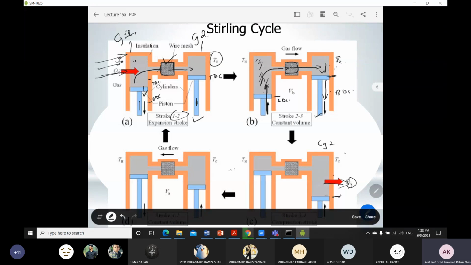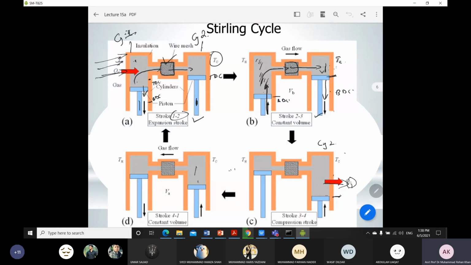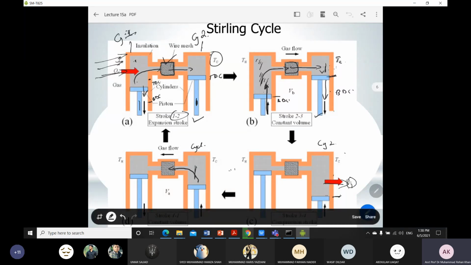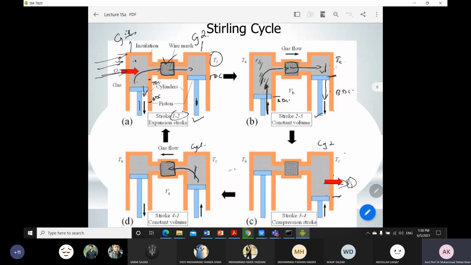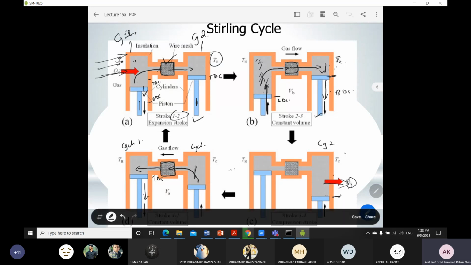So in this process, whatever the temperature of the working fluid is at cylinder number 2, the working fluid now moves back towards cylinder number 1, and this regenerator stores the energy and then releases it back towards cylinder number 1. Then your piston again moves, from TDC, comes again towards the BDC. So these are the processes involved in the Stirling cycle.